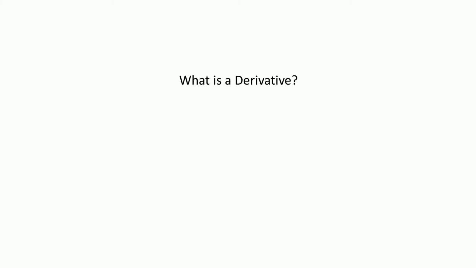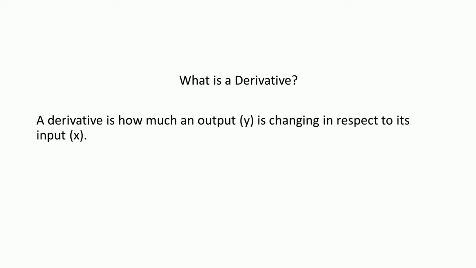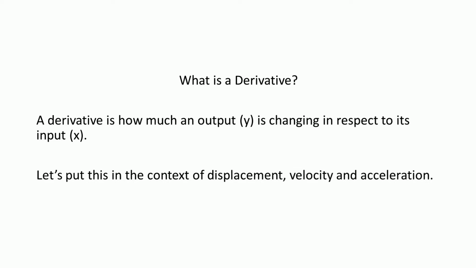To start off, we must first ask what is a derivative. So the general answer is a derivative is how much an output y is changing in respect to its input x. So we can also say that the input is an argument. To give a better perspective, let's look at something practical, something we already know about.